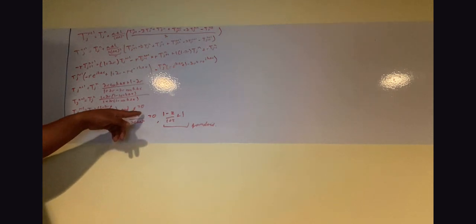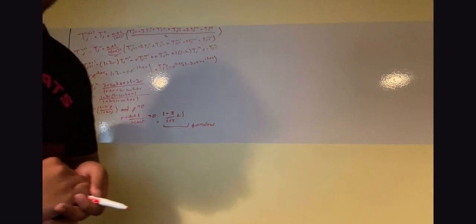So this shows that the Crank-Nicolson method is stable no matter what values we have for delta t and delta x. And that's why the Crank-Nicolson method is the best method, because there are no constraints.